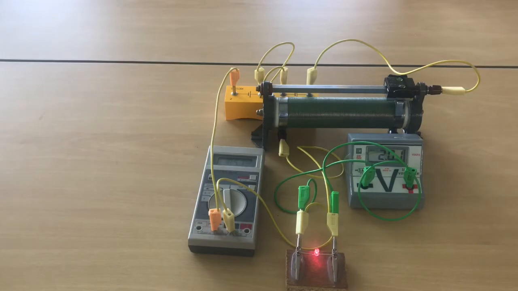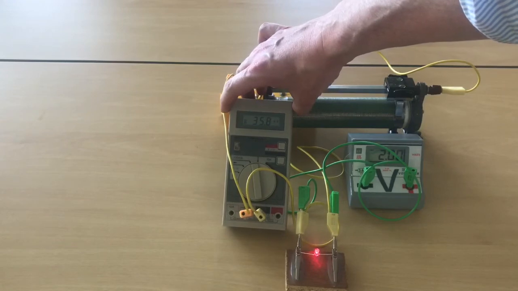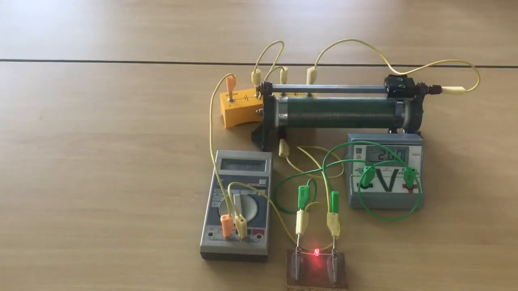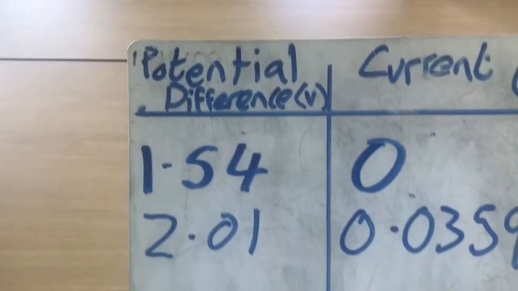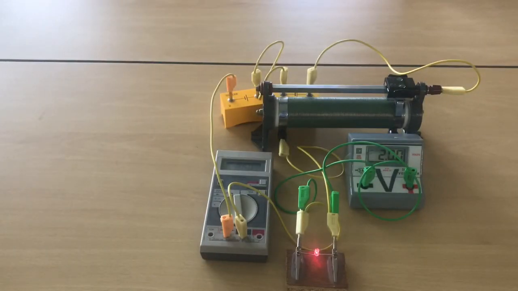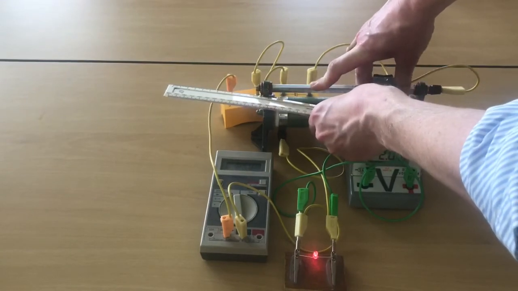We've now got a reading of 2.01 volts, and if I hold up the ammeter for you, you'll see that we've got a reading of 35.9 milliamps. So that is 0.0359 amps. We are then going to take readings in the same way that we have done in all the previous experiments. So we will move the slider on the variable resistor by 2 centimeters approximately.